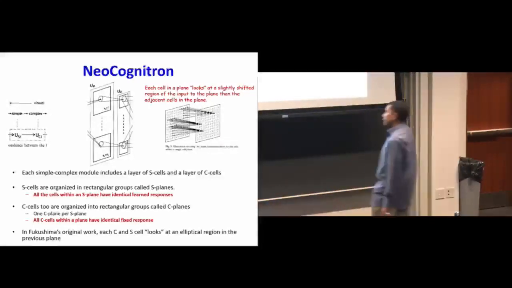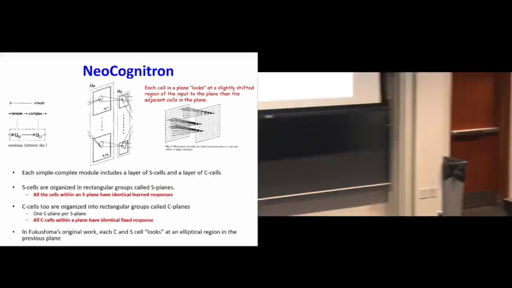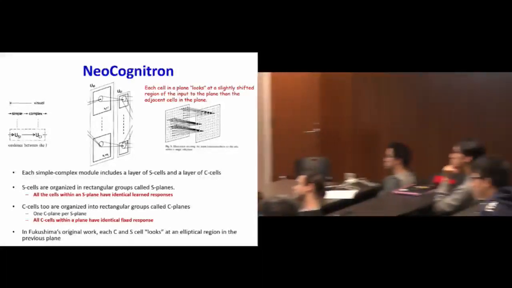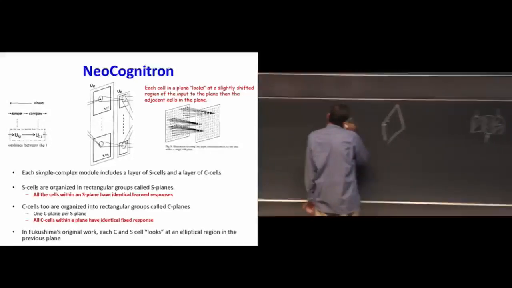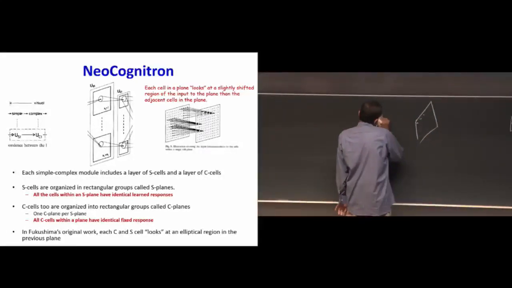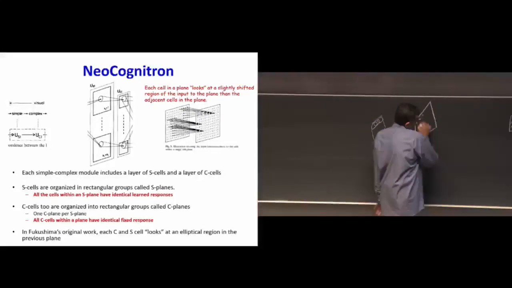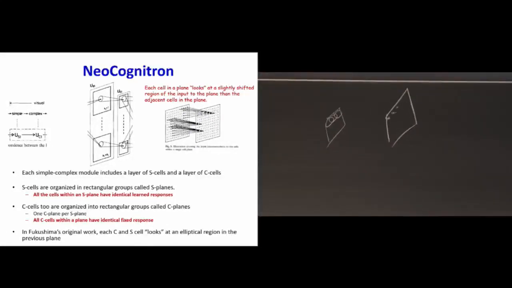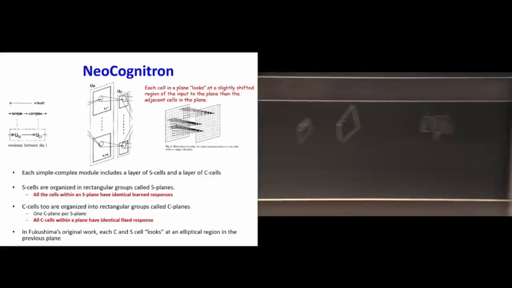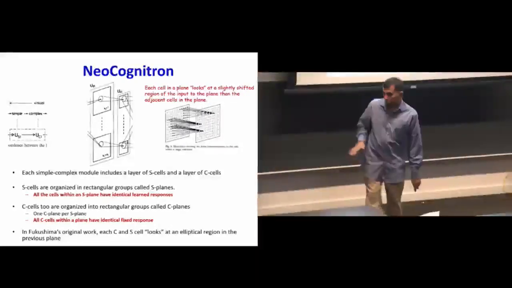So if you look at this guy over here, this is one plane of S cells. So let's say this is your image. So this guy may look at this region. This guy may look at this region. This guy may look at this region. But all of these cells have exactly the same response, meaning each of them is scanning for exactly the same pattern. And then you have many such groups.